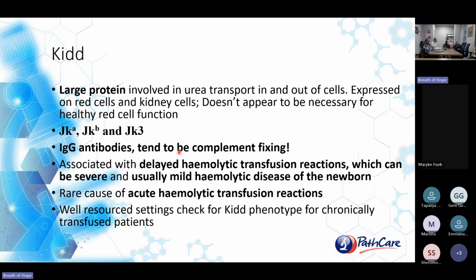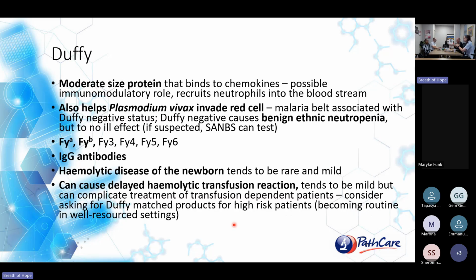That said, it will cause a delayed hemolytic transfusion reaction, but because of this complement fixation, it can be quite severe and cross the placenta, and usually causes mild hemolytic disease of the newborn. Because of complement fixation, it can also rarely cause acute hemolytic transfusion reaction. So in very well-resourced settings, chronically transfused patients are checked for the KID phenotype to avoid that rare complication.